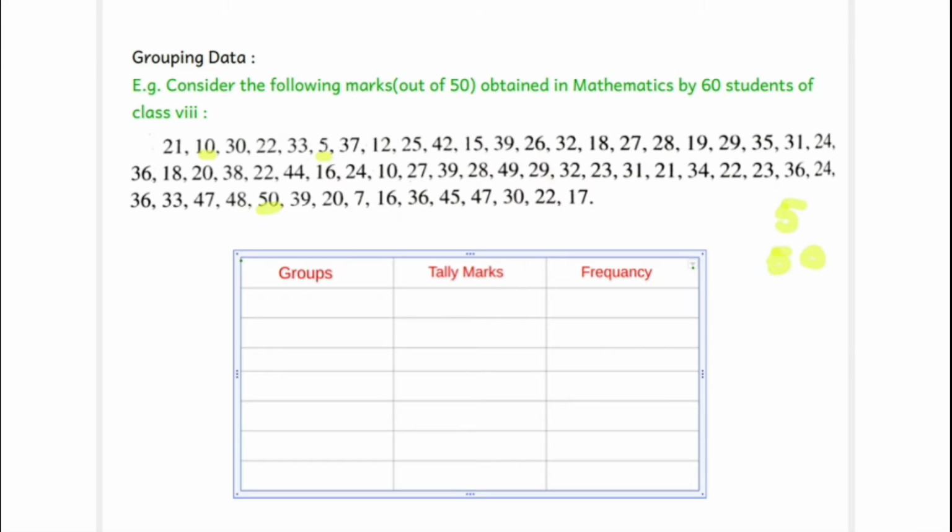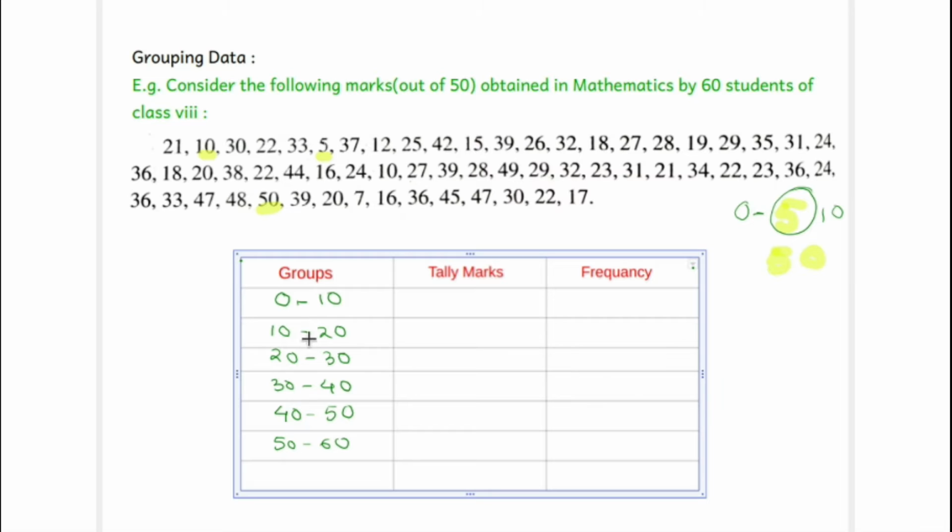Now see how to group it. As 5 is there, we can start from 0 to 10, and 5 will lie in 0 to 10. Now 50. I will show you how to make it. So 0 to 10 is the first group, 10 to 20 is the second group, then 20 to 30 is the third. Similarly, it will go until we reach 50. Then 50 to 60 also we will take, and I will explain why we have taken this 50 to 60 group.